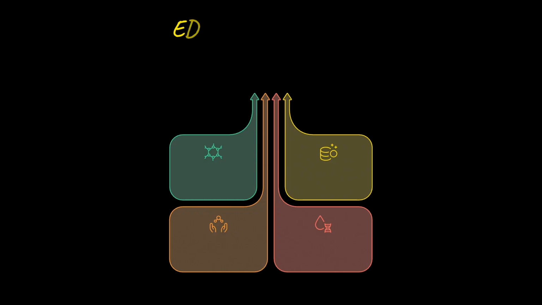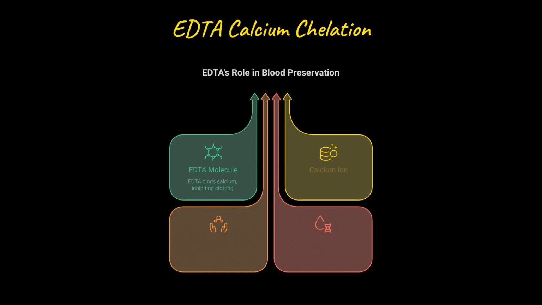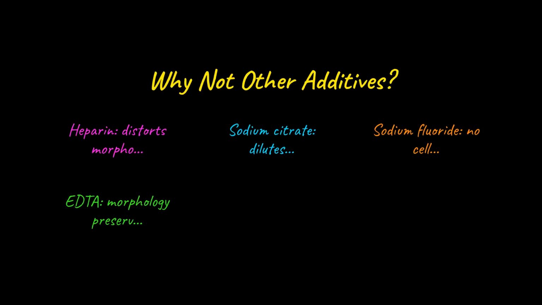Its additive, potassium EDTA, is what makes it uniquely suited for complete blood counts, differentials, and hemoglobin A1C assays. EDTA works by chelating calcium ions, grabbing and sequestering them so the coagulation cascade cannot proceed. Because this happens without adding extra volume, cell counts stay accurate and cell morphology remains intact for several hours at room temperature. Other anticoagulants fall short for hematology.